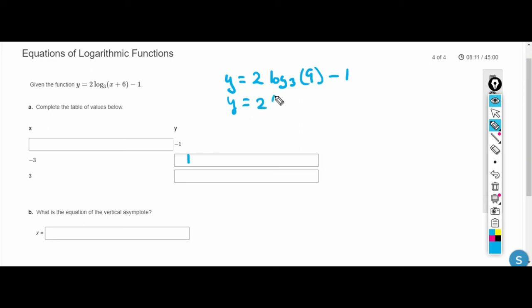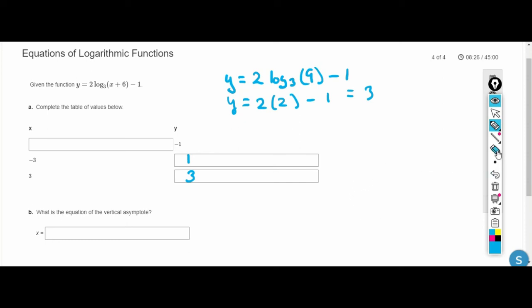So now I have 2 times 3 to what power is 9. That, of course, is a square. We need to apply a 2 to our 3 there to get 9. So this y value is going to be 4 minus 1, or 3. And I'll just write that in and type it in later.